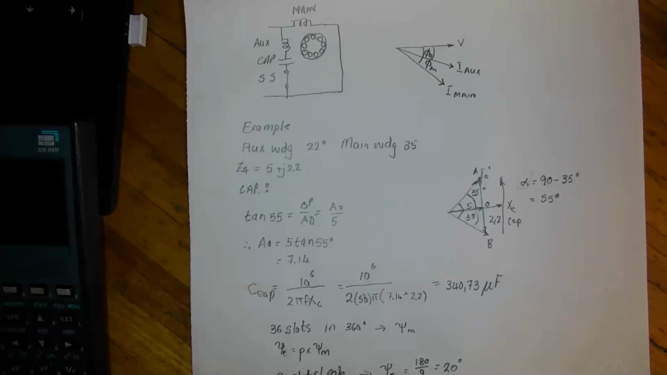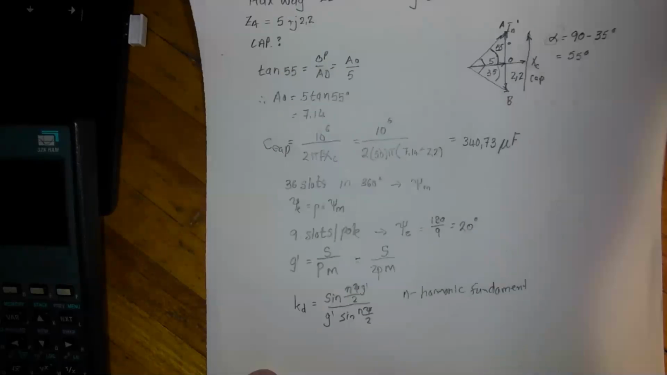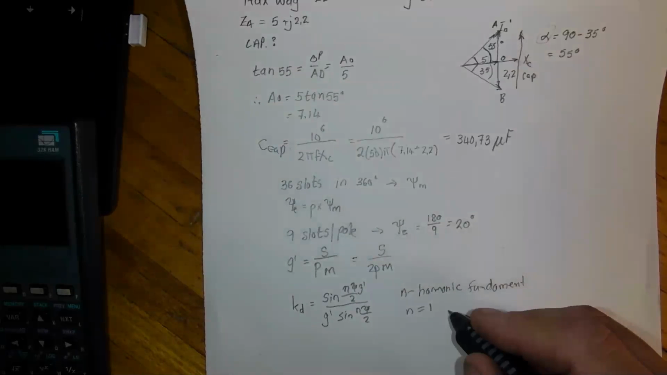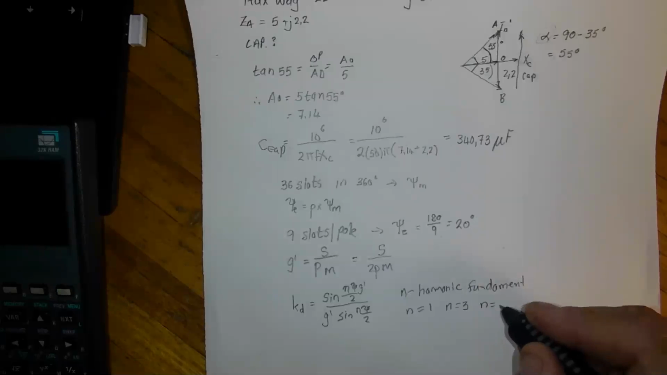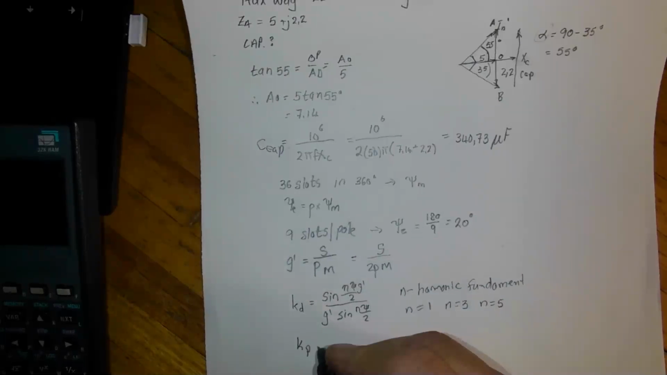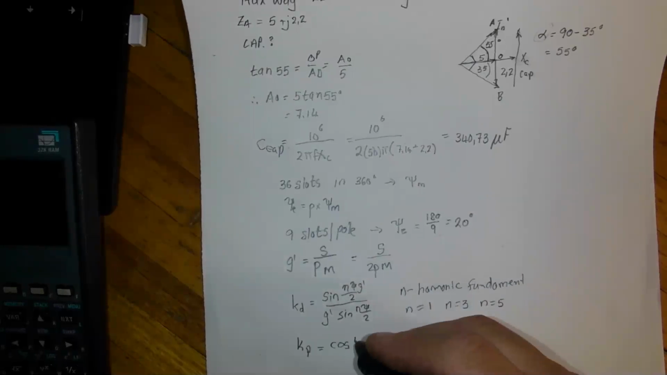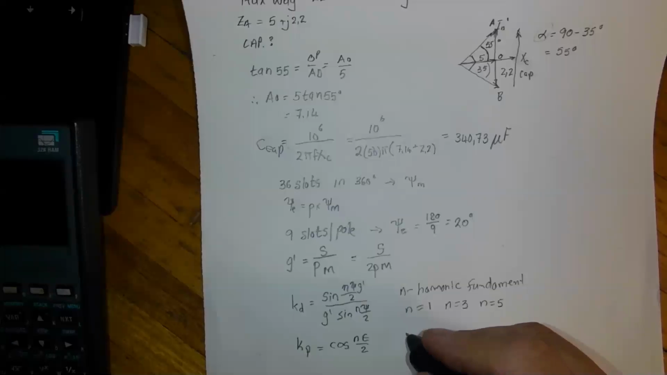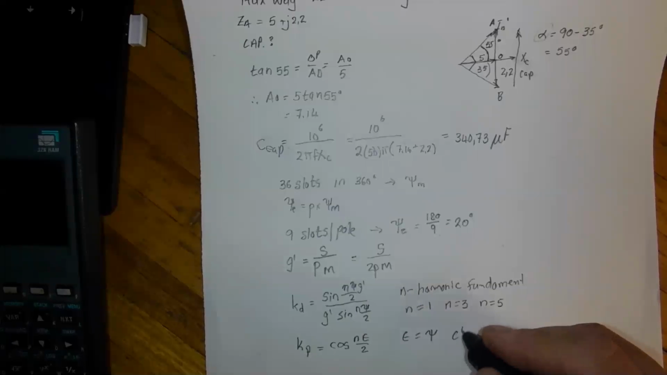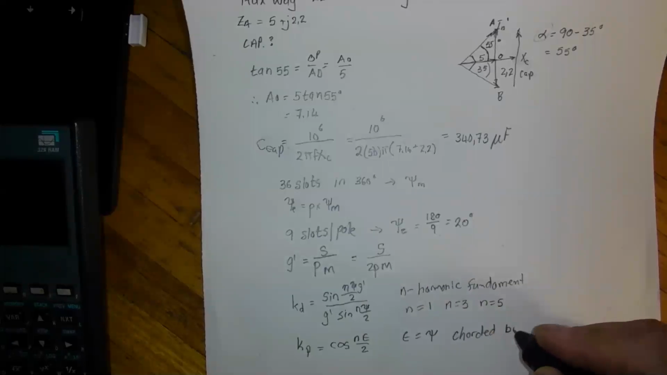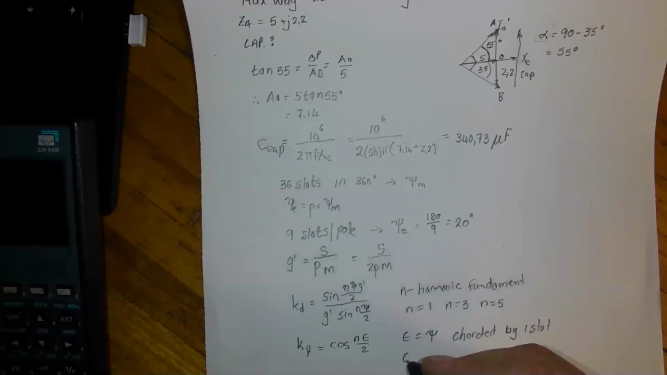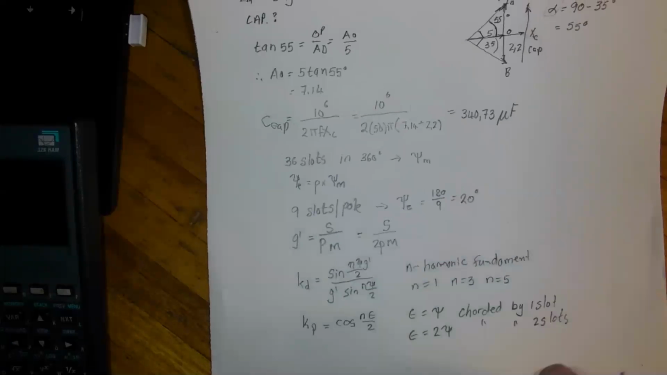For the fundamental frequency, n is 1. Then we get for the third harmonic and the fifth harmonic and so on. And then the same thing for Kp is cos n epsilon over 2. And epsilon is equal to psi coded by 1 slot. And epsilon is equal to 2 psi when it's coded by 2 slots. And then you should be fine for the last exam.